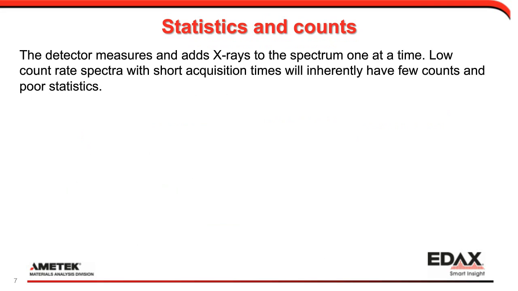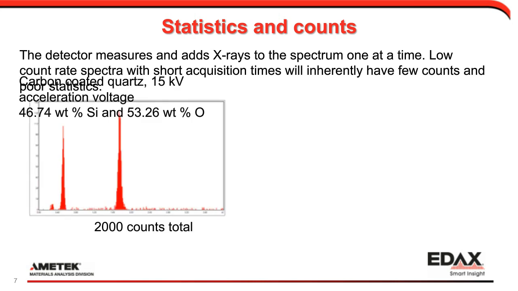So, statistics and counts. The detector itself measures X-rays and adds them to the spectrum one at a time. So we can only detect and process one X-ray at a time. If we have low count rate spectra with short acquisition times, that means we'll inherently have very few counts and poor statistics. So this is an example, same sample, but now real data. 15 kilovolts acquisition voltage, carbon-coated quartz, and we have here 2,000 counts total in the spectrum. So we can see we have bins down here in the background where there's 0 counts, and we have relatively noisy peaks for the silicon, oxygen, and the carbon.